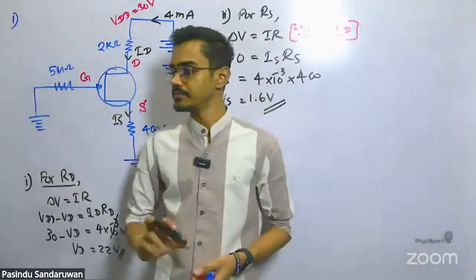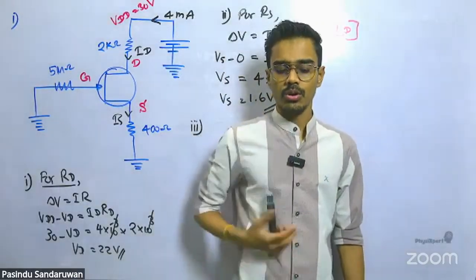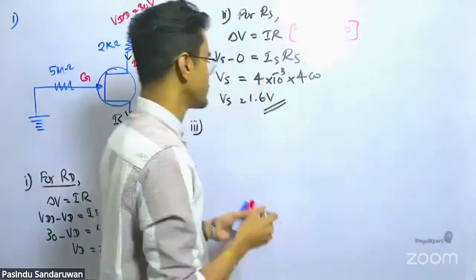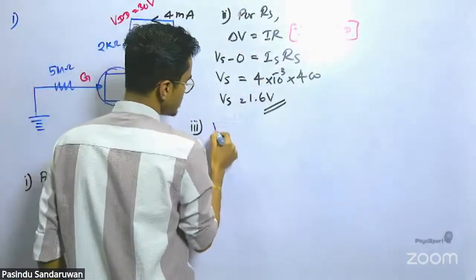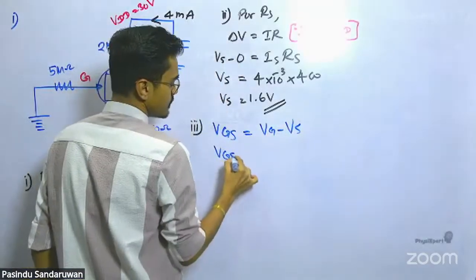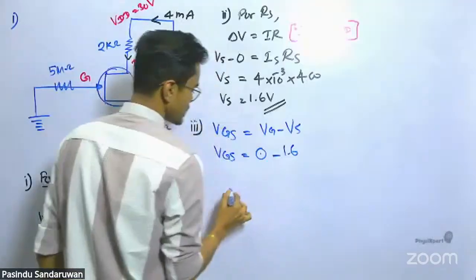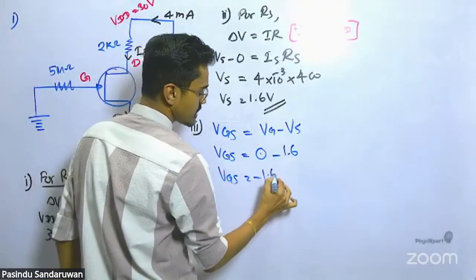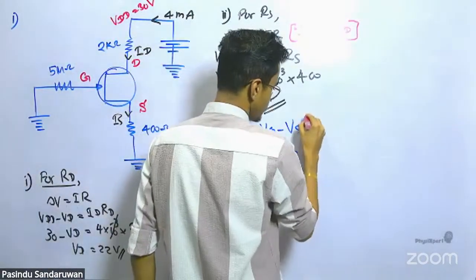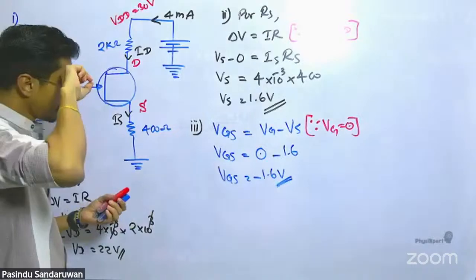Part 3, VGS. Either you can use that root equation, or since VS is known, use VG minus VS. Either way, you will get the same. VGS is VG minus VS. VG equals 0 because it is grounded, minus VS 1.6. Then VGS equals minus 1.6 volts. And here you have to mention that VG equals 0.